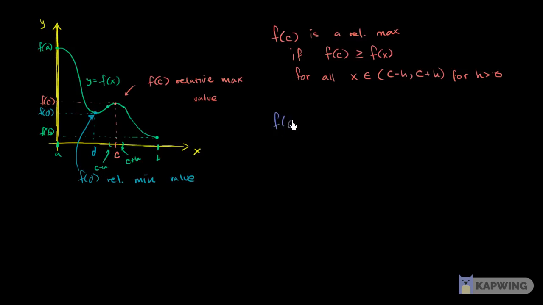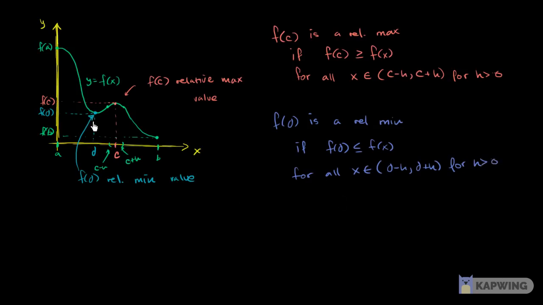We can say that f of d is a relative minimum point if f of d is less than or equal to f of x for all x in an open interval between d minus h and d plus h, for h greater than 0. So you can find an interval here. Let's say this is d plus h, this is d minus h. Over that interval, f of d is always less than or equal to any of the other values.